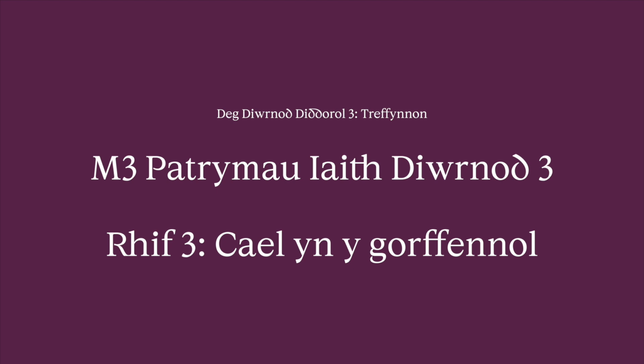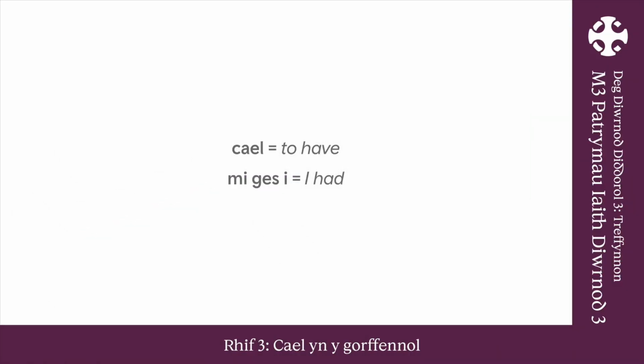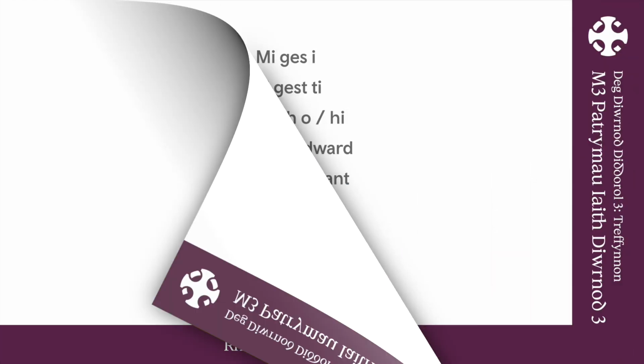Rhif 3. Cael yn y gorffennol. To have in the past tense. Cael is an irregular verb that means to have. It is not used to describe a thing you possess. Therefore, at the moment, think of it in the context of the food you had and the fun you had. You have learnt phrases that use cael in the past tense about different people to say what they had.